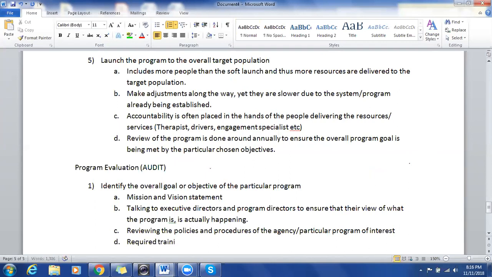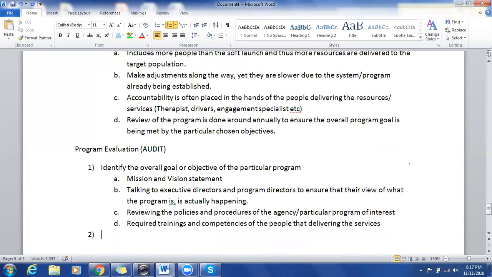So it also looks into the required trainings and competencies of the people that are delivering the services. So if I'm trying to have somebody do cognitive behavioral therapy, and I look at their trainings and no one's trained in CBT, and we're trying to have everyone trained in it and they're doing DBT instead, it's like we have the BT in there, but we need to dial it back a letter and get back to the CBT. So that's what we like to see rather than what's actually happening.